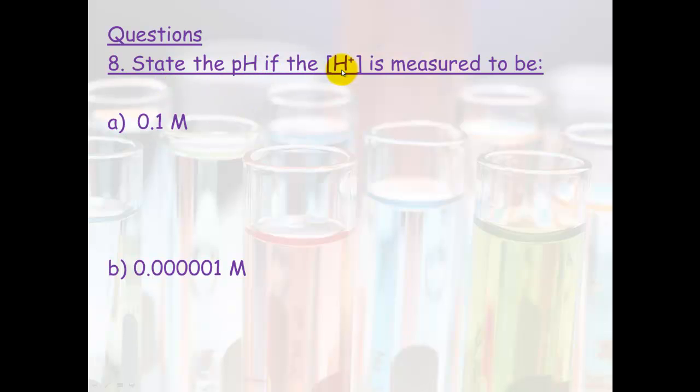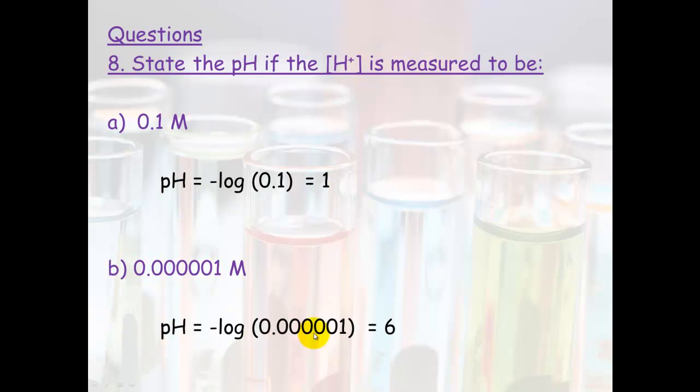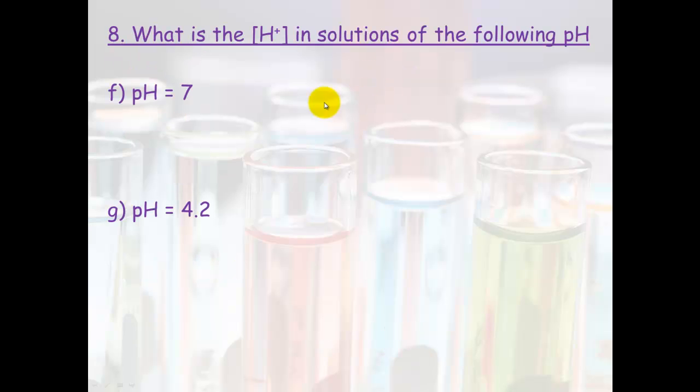So state the pH if the hydrogen concentration is measured to be 0.1 molar and if the hydrogen concentration is 0.000001 molar. Pause this, have a go, and I'll pop the answers up. So the answer to the first one, pH equals 1, and the answer to the second one, pH equals 6. Another question for you to have a go at. Again, pause it and see how you go.